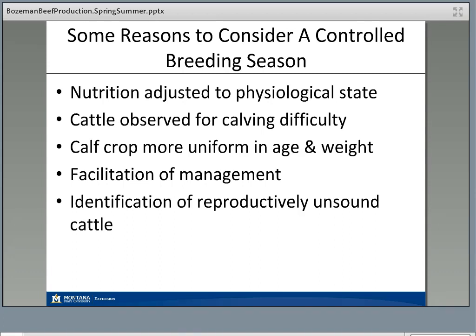And finally, it's important to be able to identify reproductively unsound cattle and cull those from your herd. And it's a lot easier to do so if you do have that controlled breeding season.